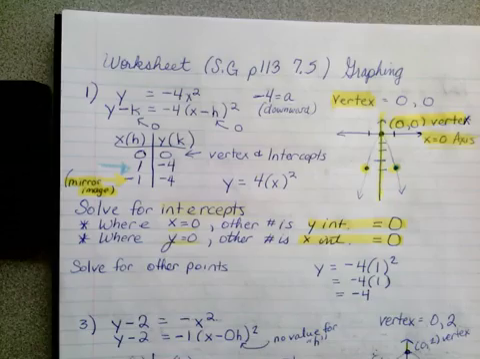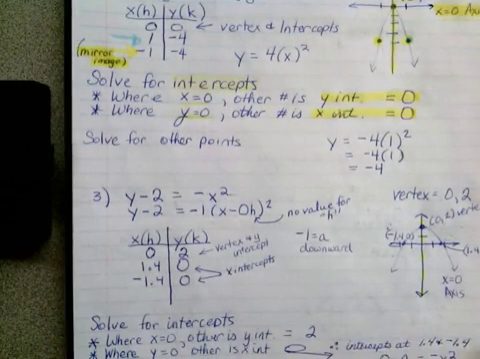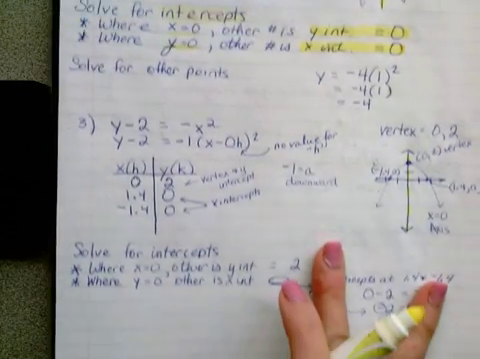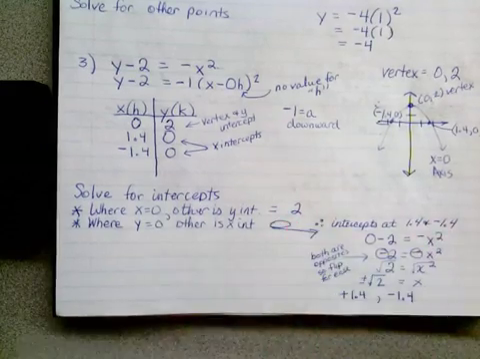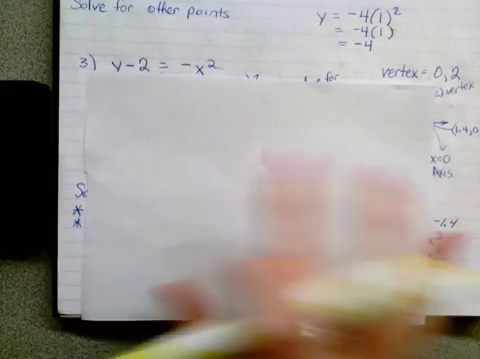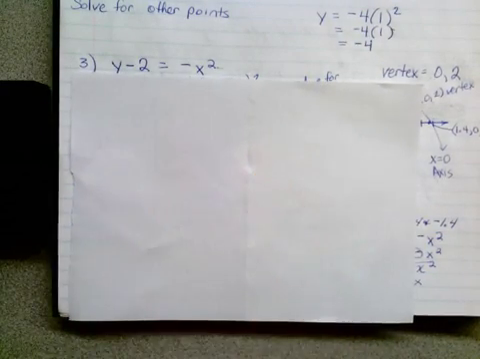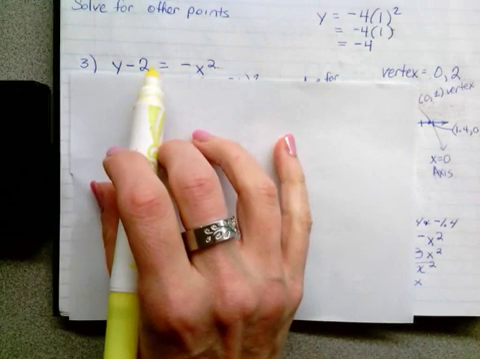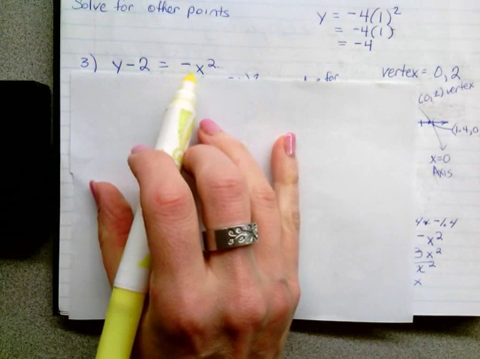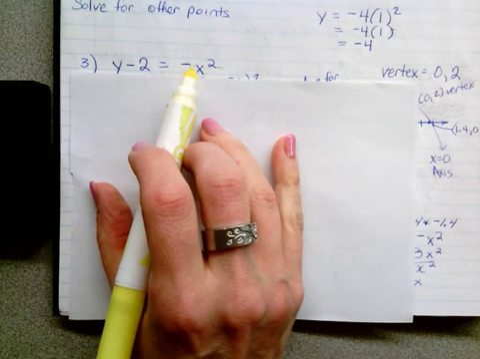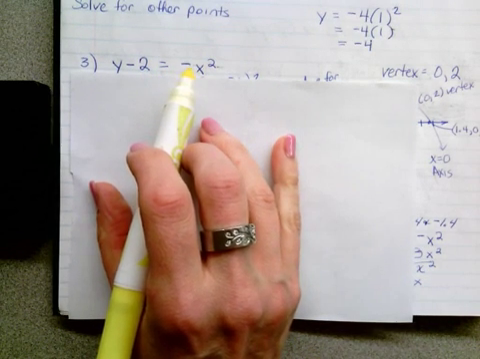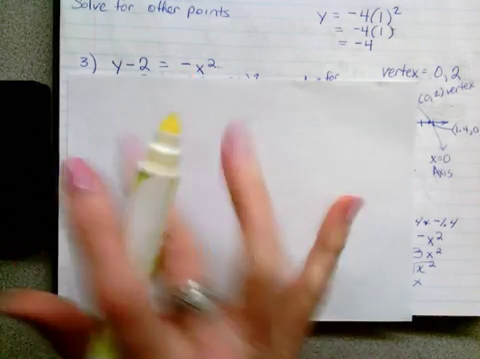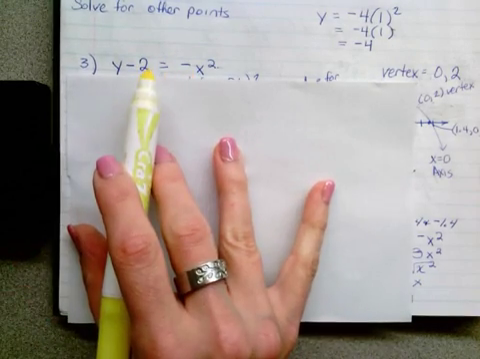All right. I did number 3 next. Okay. Number 3. If you look at number 3, y minus 2 equals negative x squared. Everybody see that? You may think this is not exactly a y minus k scenario, but we can turn it into one rather easily.